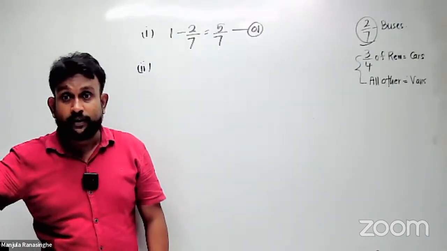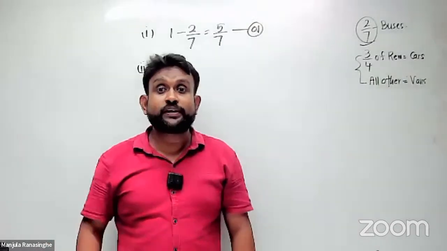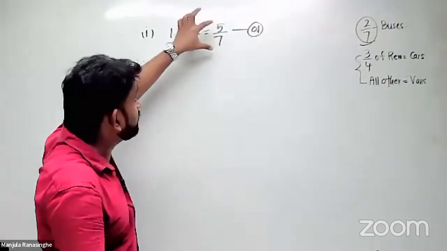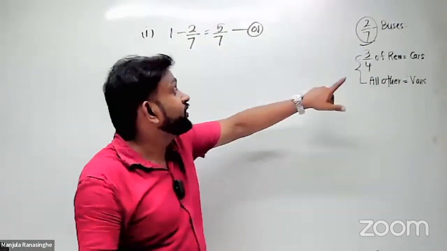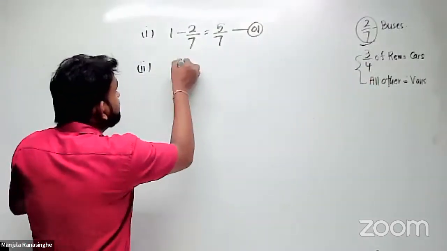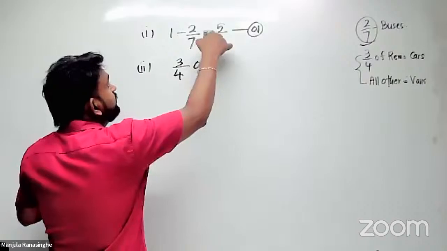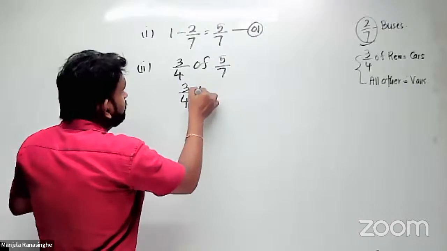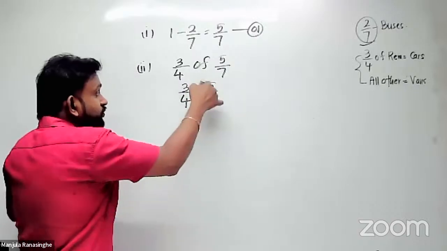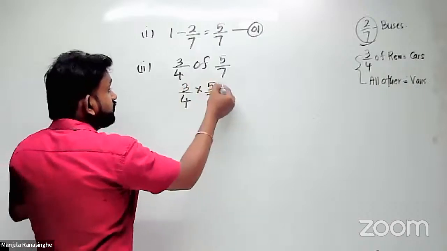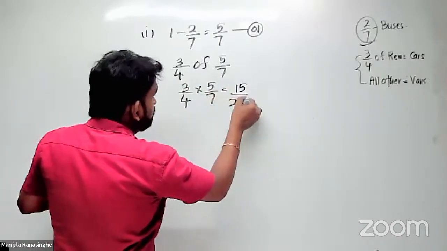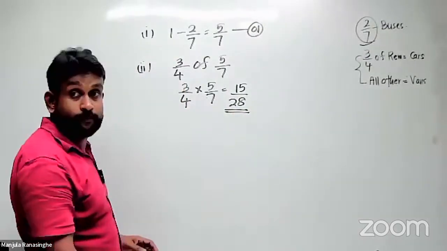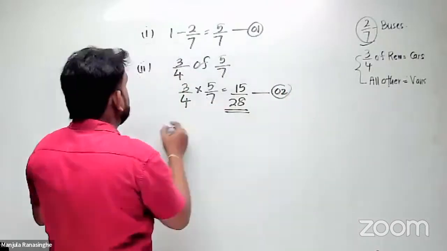Now, what fraction of the total number of vehicles are cars? Cars are taken from the remaining. This is the remaining, and of that, 3/4. So write 3/4 of the remaining 5/7. Now you know that of means multiplication, so 3/4 times 5/7. Simplify in this way: 3 into 5 is 15, upon 4 into 7, 28. So what is the answer? 15 upon 28. You have 2 marks for that.